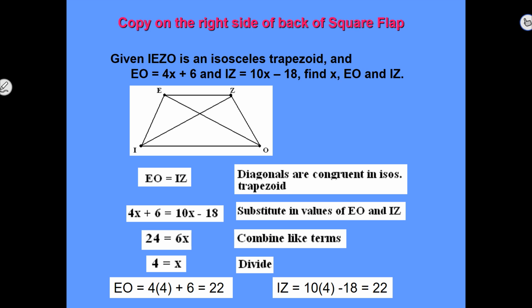EO was 4x plus 6, so I just plug in 4 for x. And IZ was 10x minus 18, so we substitute in the 4 for x there. And just like our property said, the two diagonals are equal or congruent.